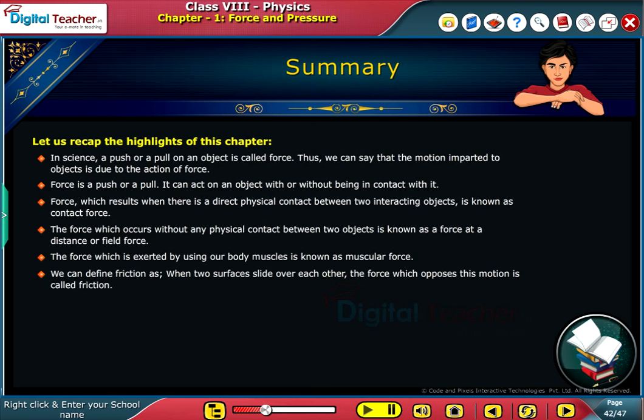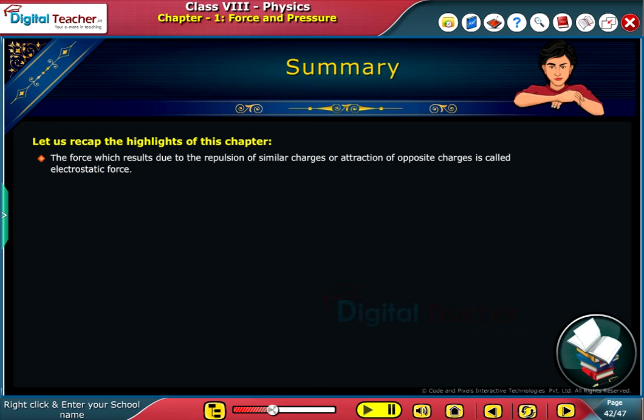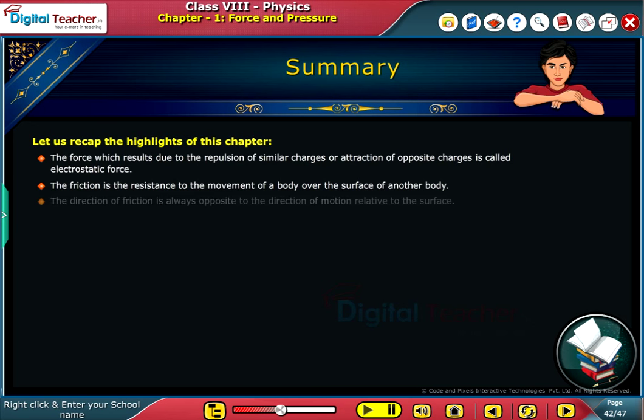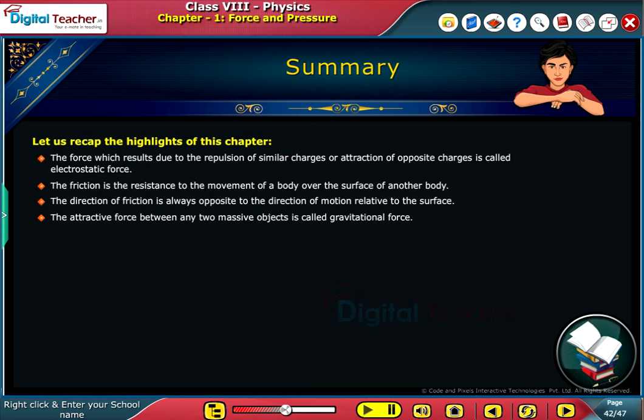We can define friction as when two surfaces slide over each other, the force which opposes this motion is called friction. The force which a magnet exerts on iron objects is called magnetic force. The force which results due to the repulsion of similar charges or attraction of opposite charges is called electrostatic force. Friction is the resistance to the movement of a body over the surface of another body. The direction of friction is always opposite to the direction of motion relative to the surface. The attractive force between any two massive objects is called gravitational force.